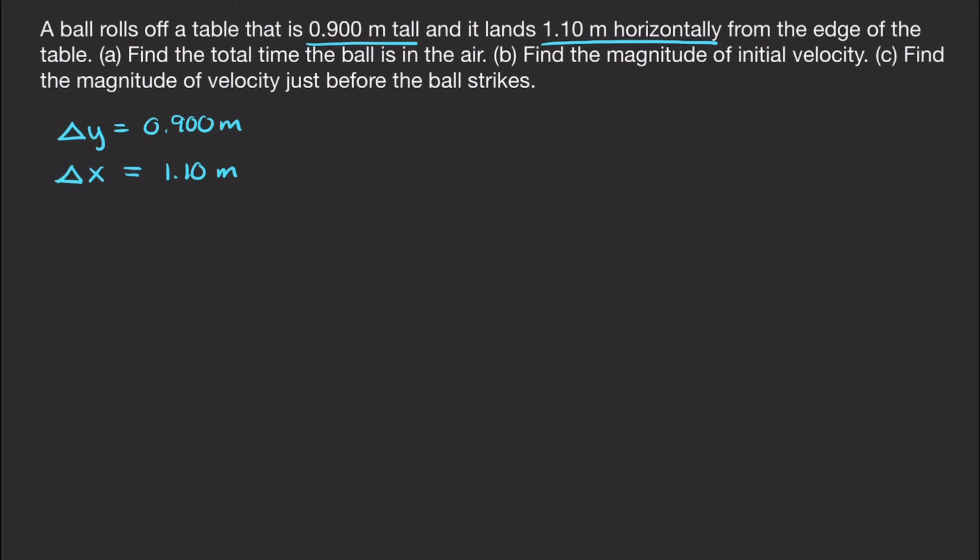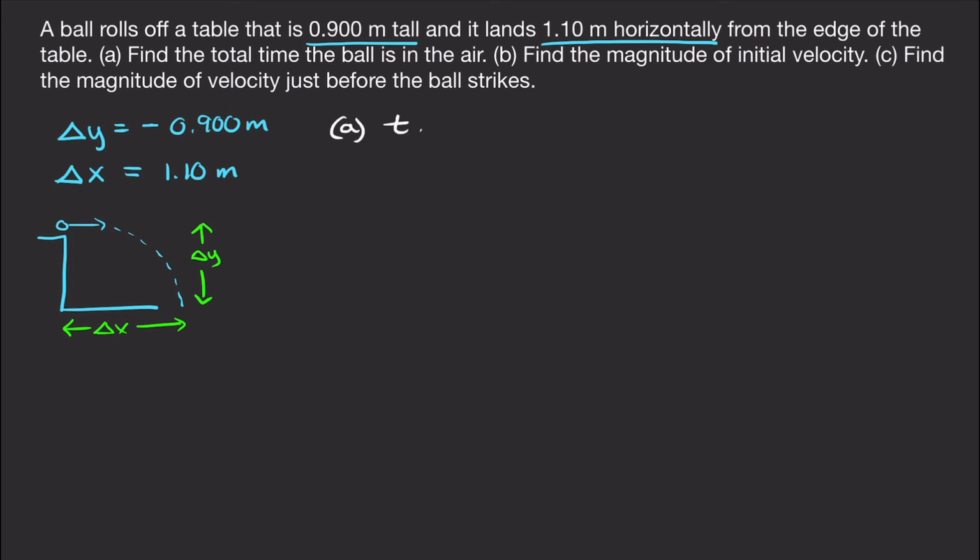Okay. And this is really important. It's falling. If I draw a picture, it's going to start up high and it's going to fall down. So my delta y value, since the position is changing downward, needs to be negative. Okay? So this is my delta x in my picture, and this is my delta y. Okay? So for part A, I'm looking for the total time the ball is in the air, so t total.